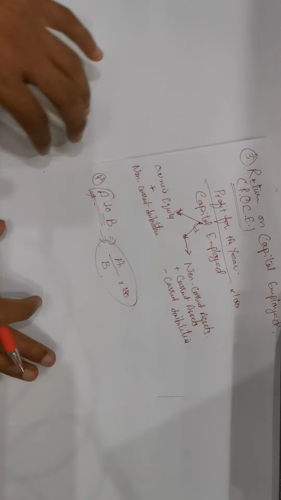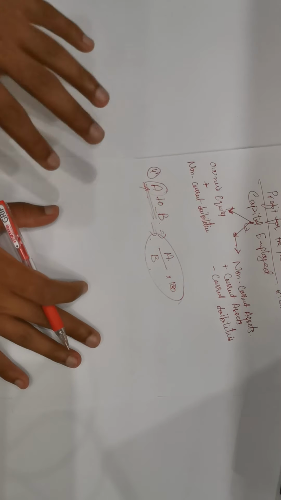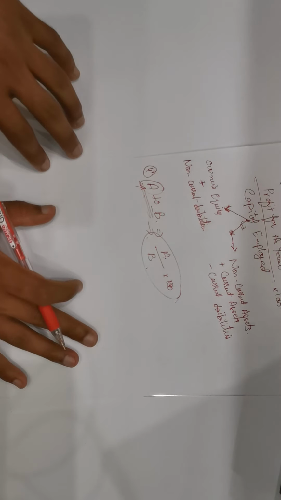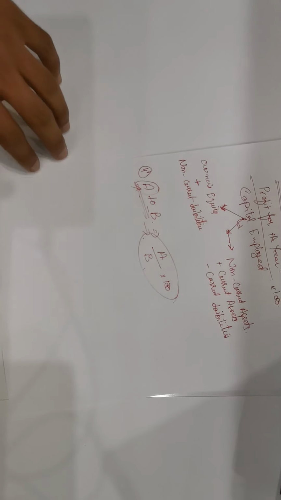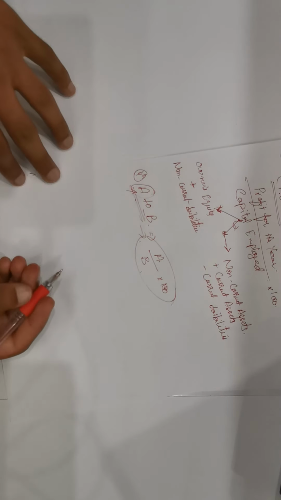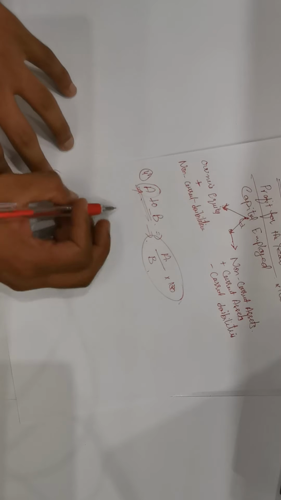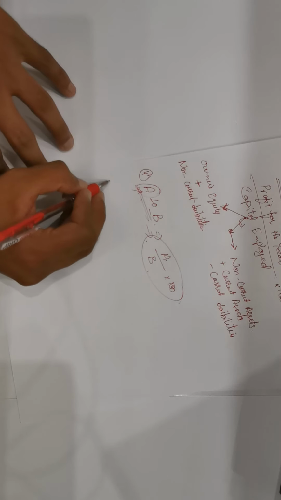Now, how are the ratios interpreted, or how is the question going to test it? To do the questions on ratios, you must have a basic understanding of the income statement. You should know the format of the income statement. What is the format of the income statement?